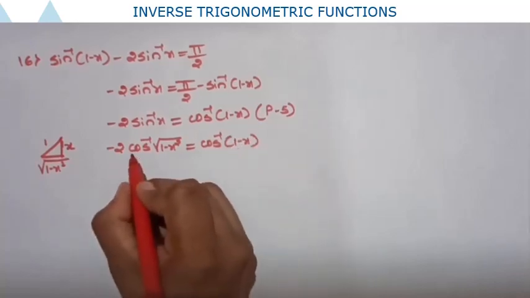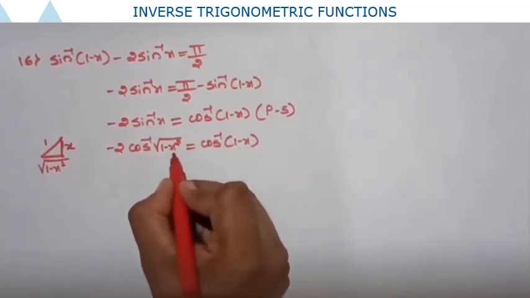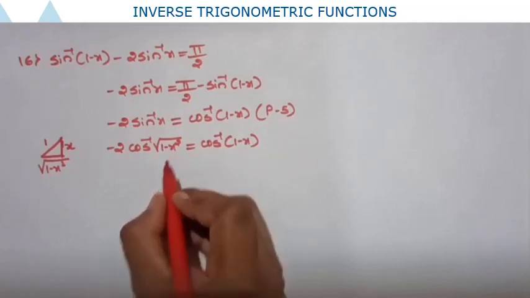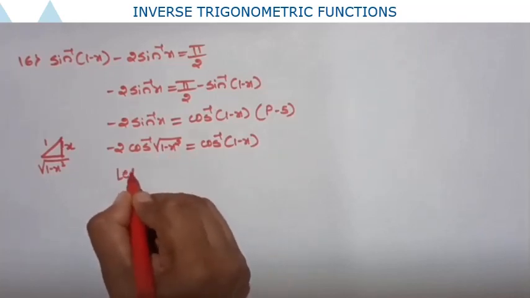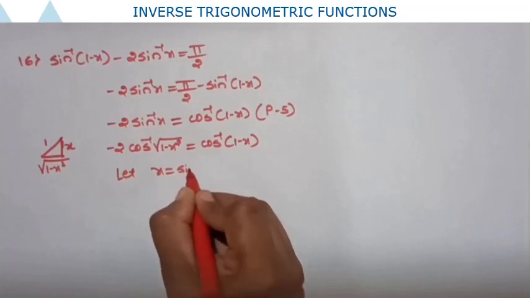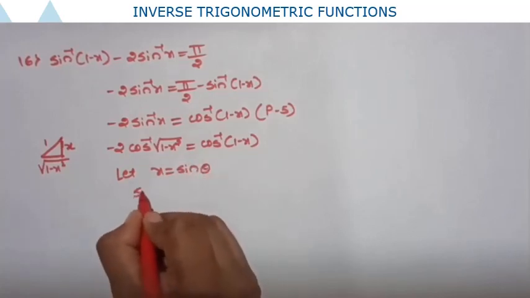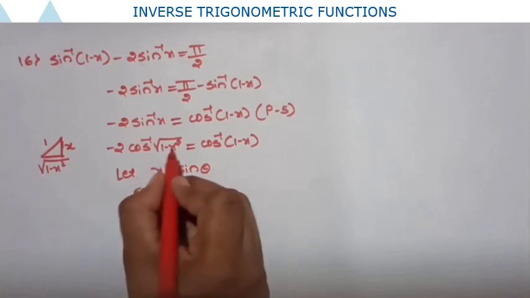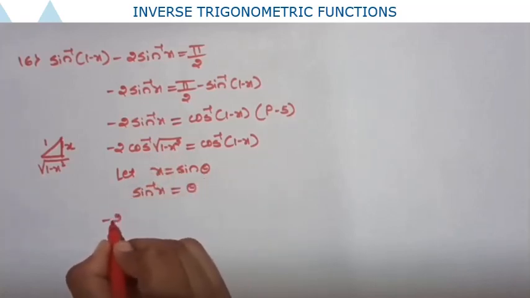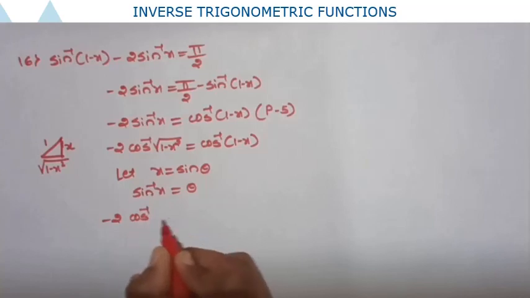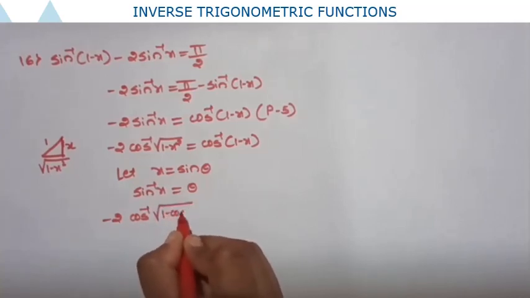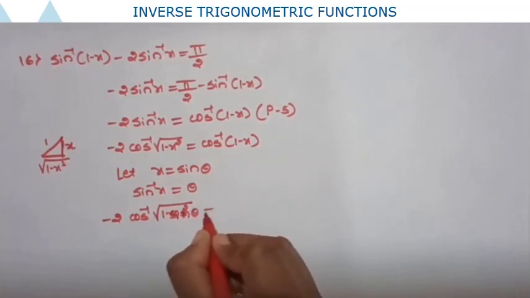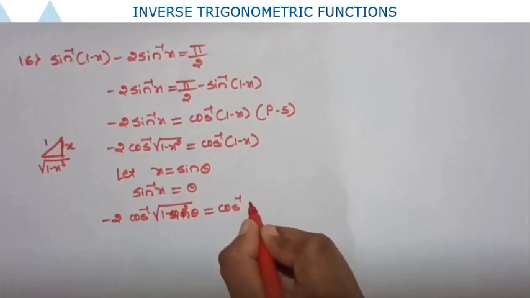Okay, so again still we'll simplify this one by substituting x is equals to sin theta. Let x is equals to sin theta. If x is equals to sin theta, therefore we can have sin inverse x is equals to theta. Therefore substitute x is equals to sin theta, therefore entire value we can convert to cos. Minus 2 cos inverse root of 1 minus sin square theta, and this is equals to cos inverse of 1 minus x.